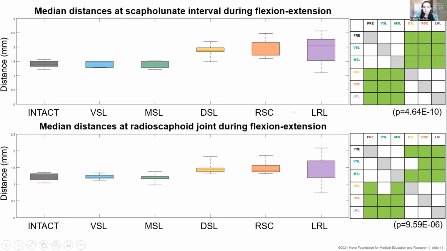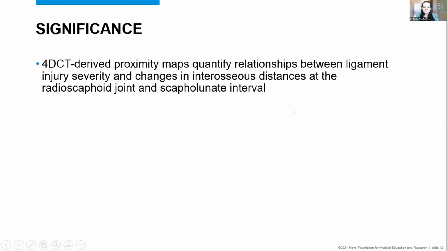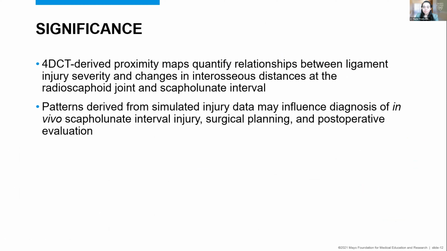scapholunate interosseous ligaments. So this study tells us that 4D CT-derived proximity maps can quantify the relationships between ligament severity and changes in interosseous distances at both the radioscaphoid joint and scapholunate interval. And we hope that patterns derived from these data may help the diagnosis of in vivo scapholunate injury and ultimately surgical planning and postoperative evaluation.